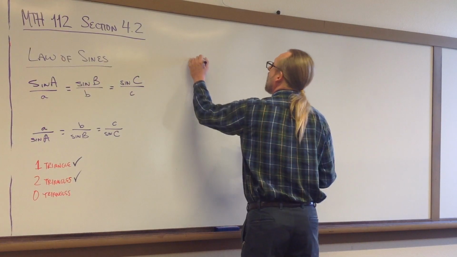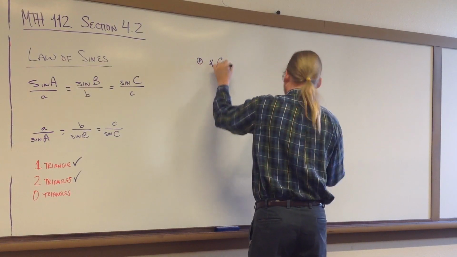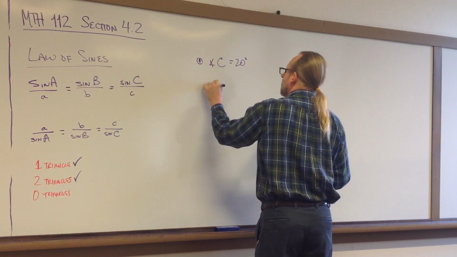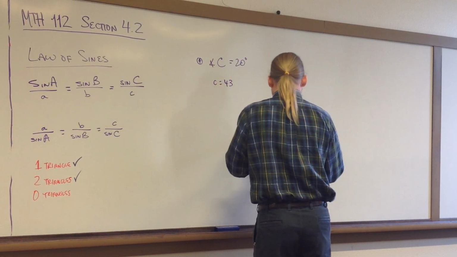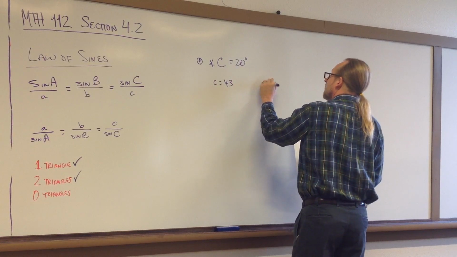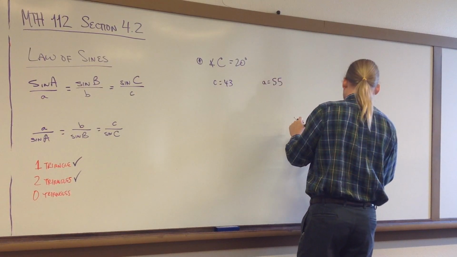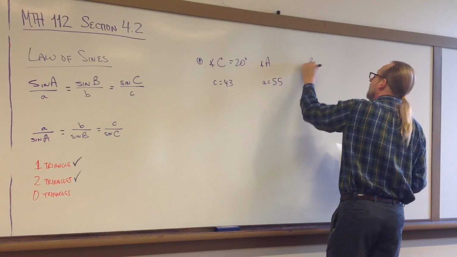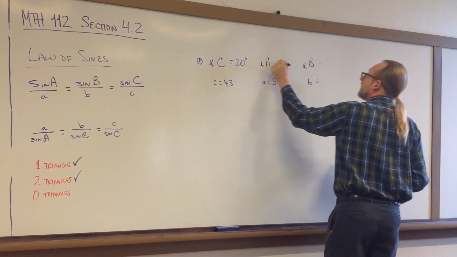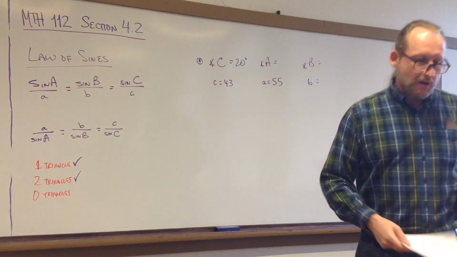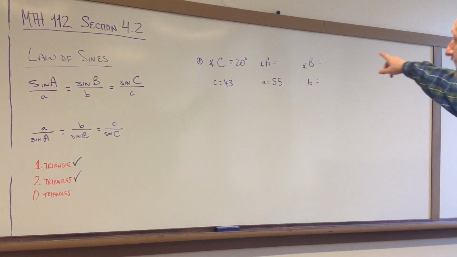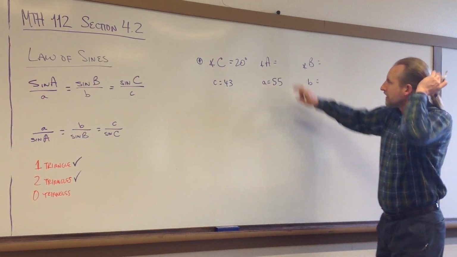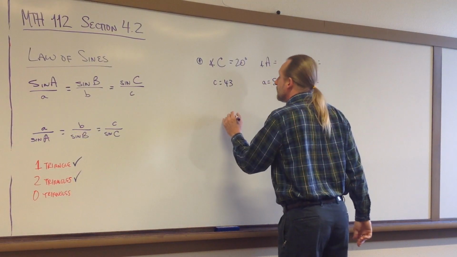Round 4. Angle C, 20 degrees. Side C, length 43. Side A, length 55. We need to find angle A, angle B, and side B. All right. Notice that the length of side A is bigger than the length of side C. That says that angle A should be bigger than this angle C.